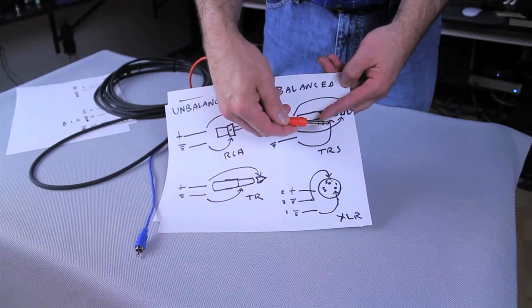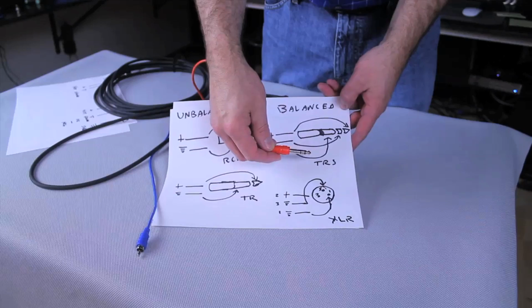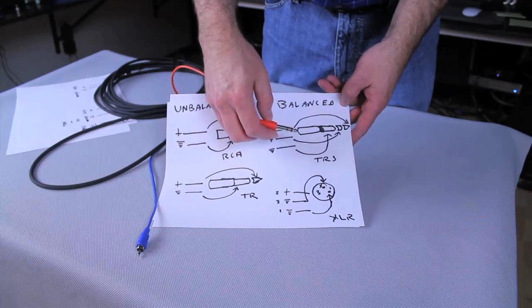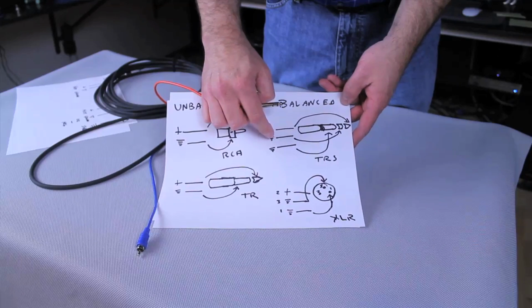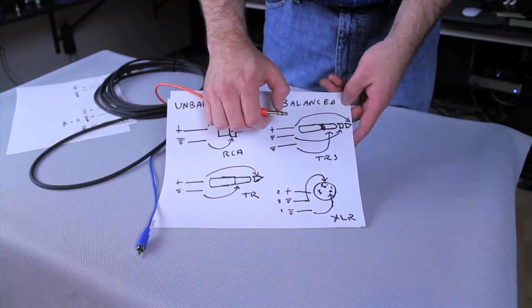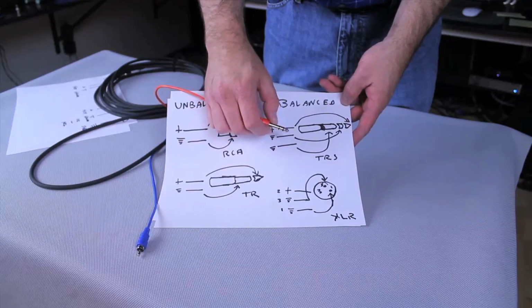That's why it's called a tip, ring, and a sleeve. So the positive goes to the tip, the ground or neutral goes to the ring, and the shield goes to the sleeve. So you have the positive and negative through this, and then the extra shield through here.